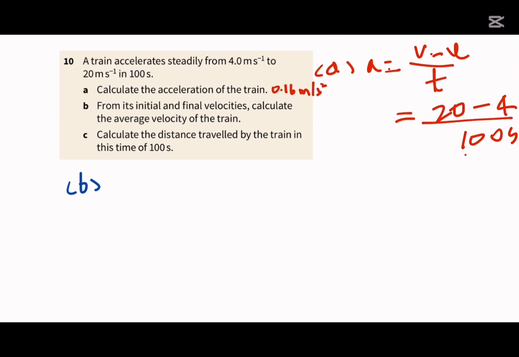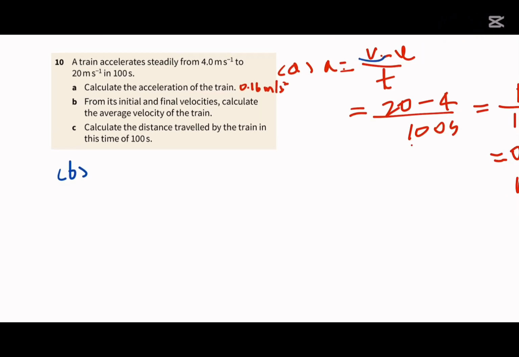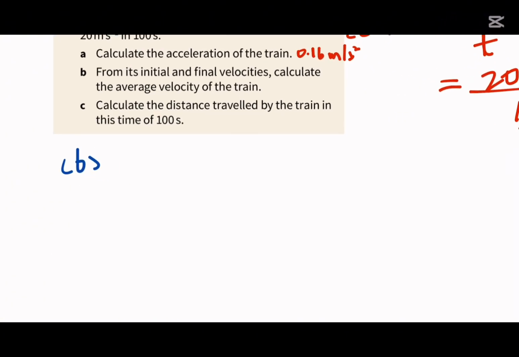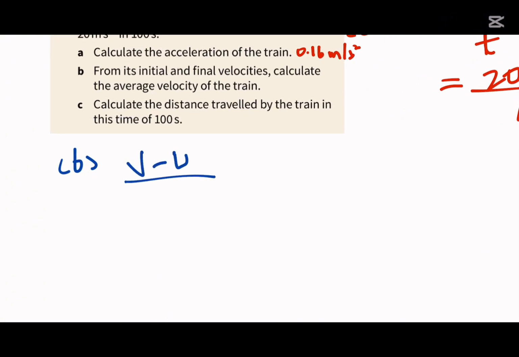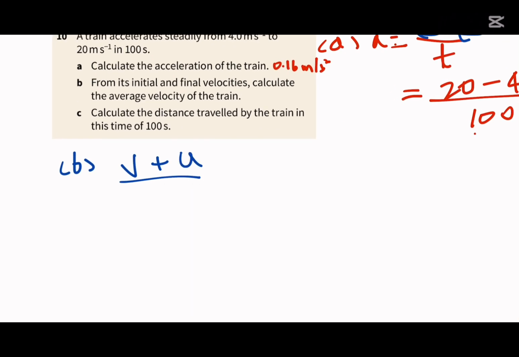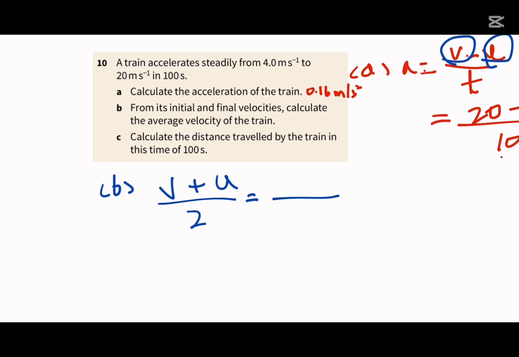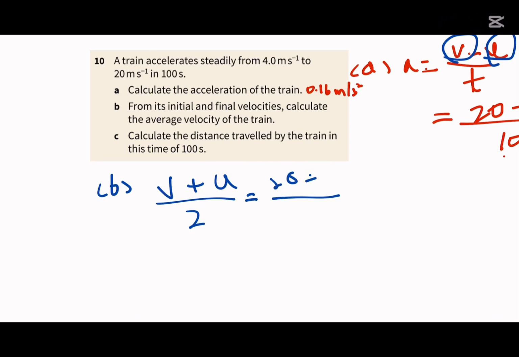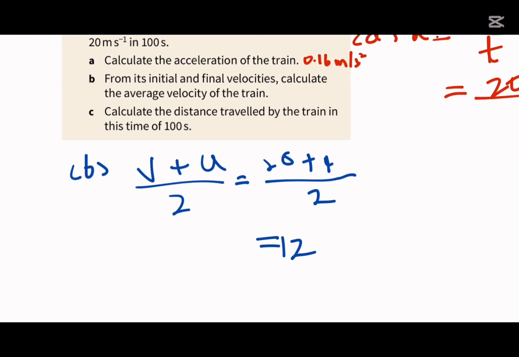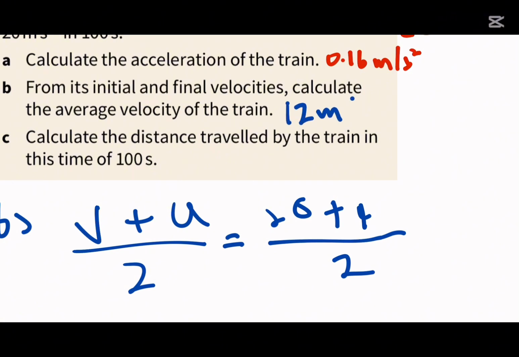So we know the velocity v and u, so we have to find the sum of those values, and then you divide it by 2 to find the average speed. So v in this case would be 20 plus 4. This is 24, and it will be 24 divided by 2, which is 12. So the average velocity of the train is about 12 meters per second.